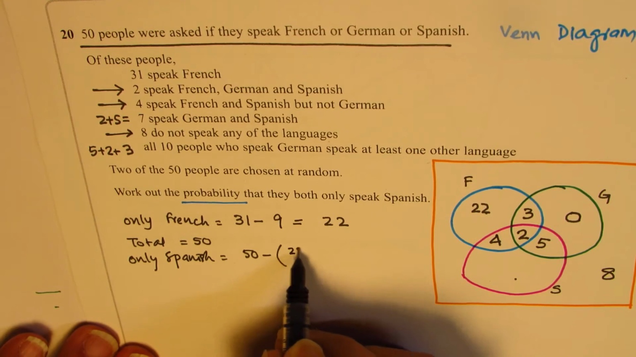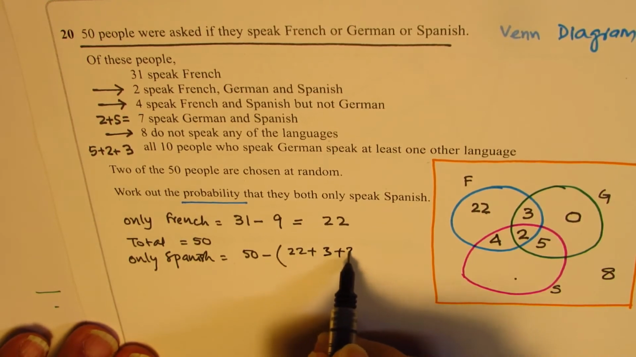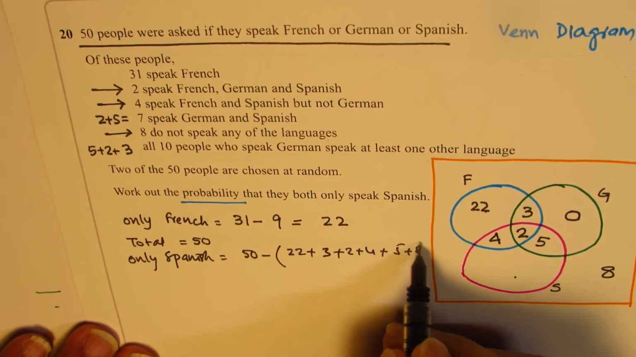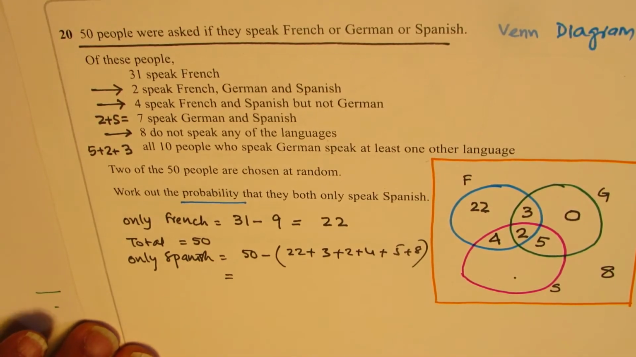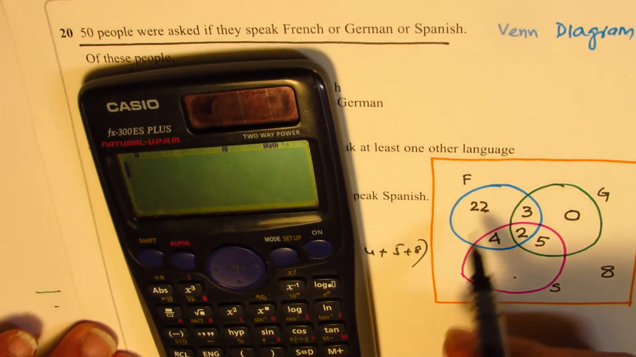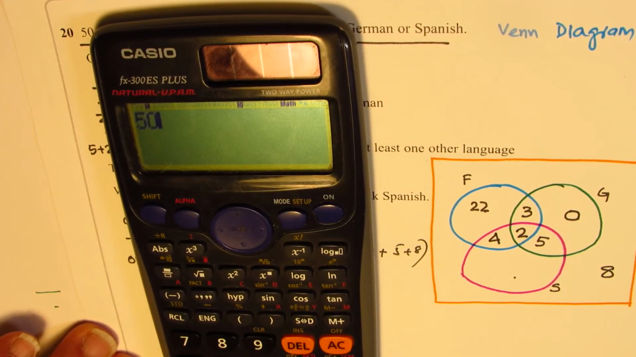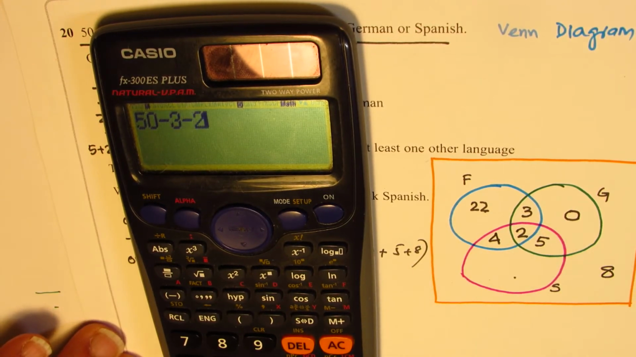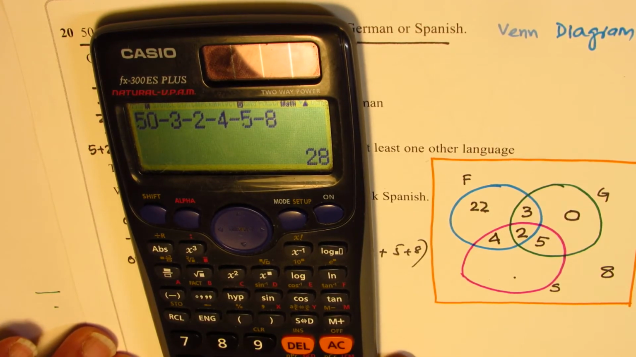So we'll take away 22 plus 3 plus 2 plus 4 plus 5 plus 8. Is that clear to you? Right. So let's do this. So that's how we are going to get 50 minus all those numbers. So we'll do 50 minus 3, 2, 4, take away 5, and then take away 8, right? So that gives us 28.